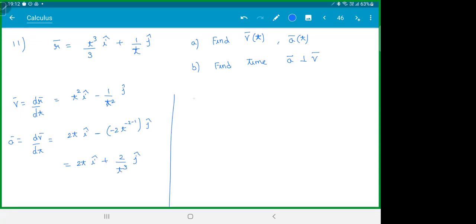And you said the two vectors are perpendicular. Since they're perpendicular, a bar dot b bar should be 0. How to do dot product? Multiply the i components, j components. That is t square into 2t minus 1 by t square into 2 by t cube is 0. 2t cube is equal to 2 by t power 5. t power 8 is equal to 1. t is equal to 1. 1 second. Check. You got a good answer.